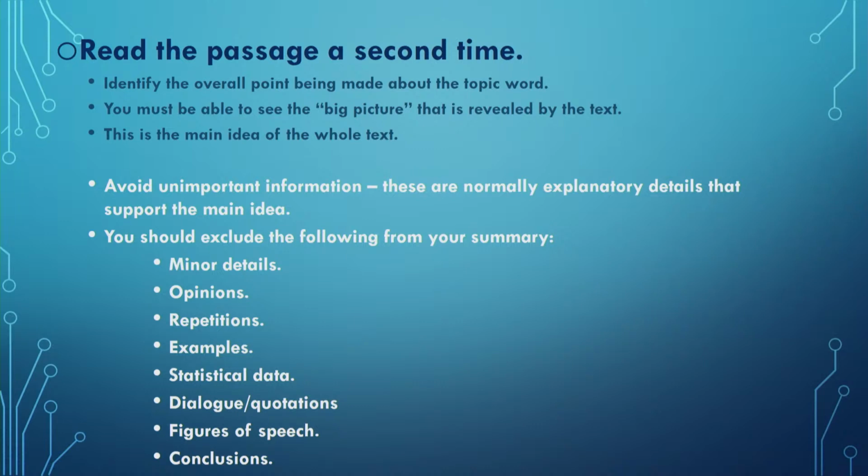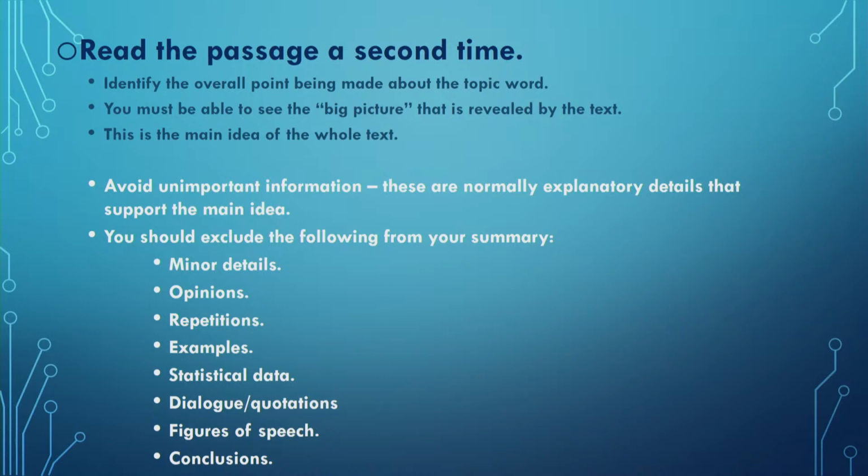You have to think about what the topic is about. Then read the passage. After that, you read the passage for the second time. Here, you must identify the overall point being made about the topic word. So firstly, you identify the overall point that is made about the topic word. Then you must be able to see the big picture that is revealed by the text. This is the main idea of the whole text. Once you've seen the big picture, you will now realize that that is the main idea of the whole text.